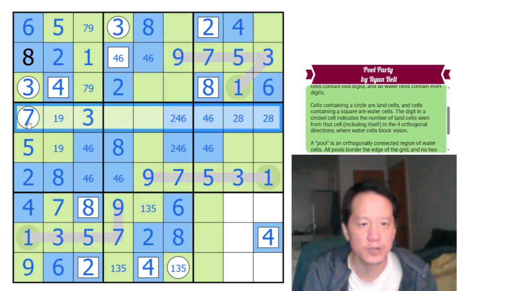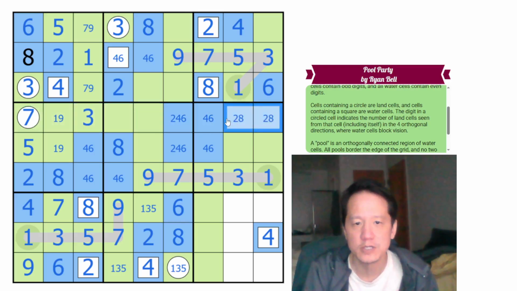We have a 2, 8, 2, 8 pair in row 4, which eliminates 2 and 8 from the rest of the row. So this can't be 2. This can't be 6 anymore because of this 6, so this must be 4, which makes this a 2. This is a 4, which makes that a 6, which makes that 4, which makes that 6.